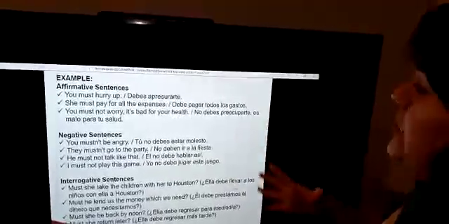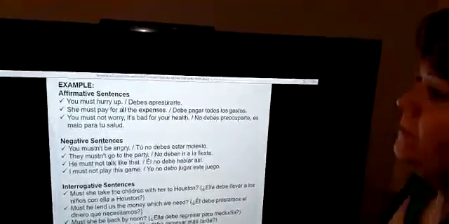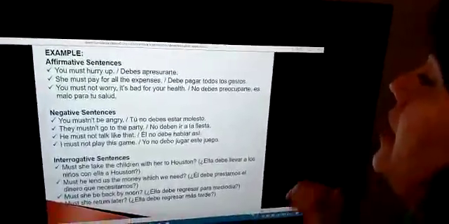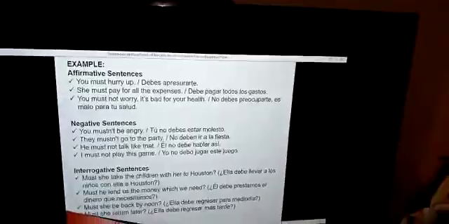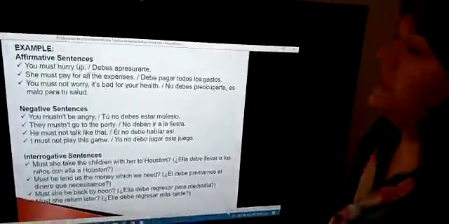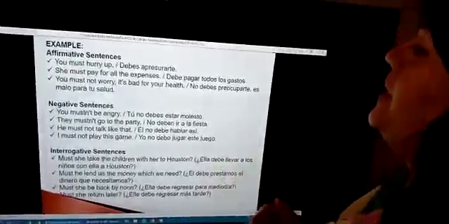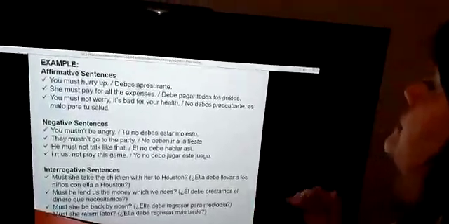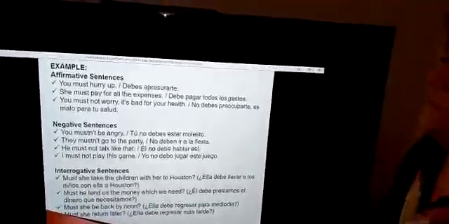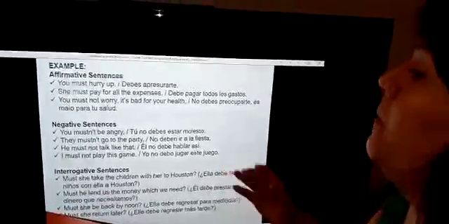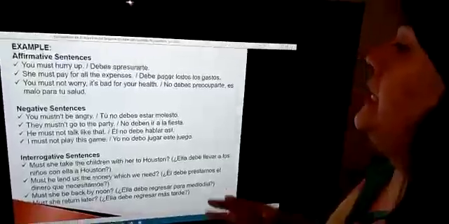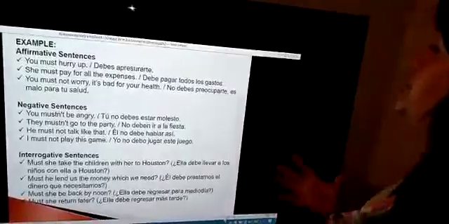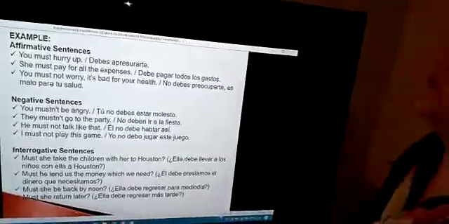In English and Spanish. English says, you must hurry up. Spanish, debes apresurarte. The next, she must pay for all the expenses. Spanish, debe pagar todos los gastos. The next, you must not worry. It is bad for your health. Spanish, no debes preocuparte. Es malo para tu salud.